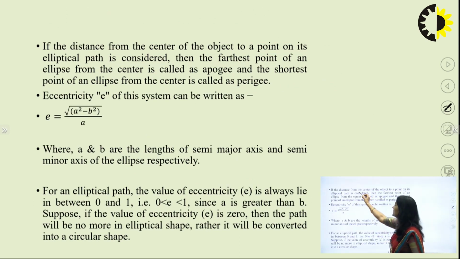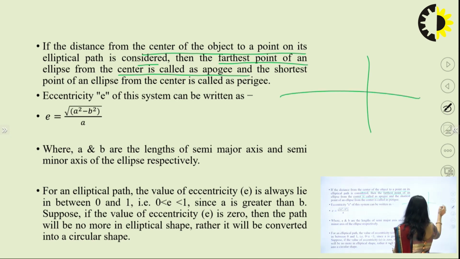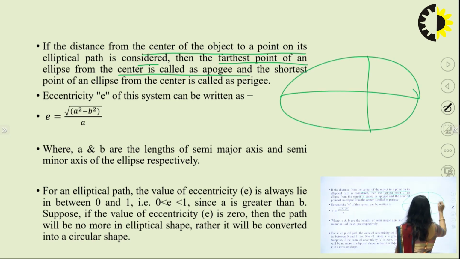If the distance from the center of the object to a point on the elliptical path is considered, then the farthest point of an ellipse from the center is called apogee. So, in an elliptical orbit like this, if your Earth is at one focus here and your satellite is here, the satellite will be crossing at this point, it will be crossing at this point also, right?